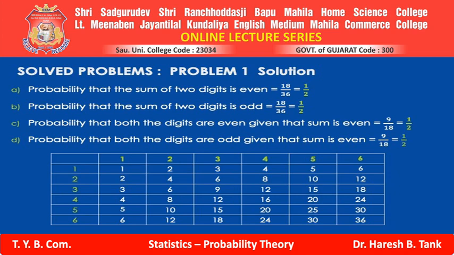Probability that both the digits are odd given that sum is even. Again, number of favorable cases becomes 9, number of exhaustive cases becomes 18, so it comes to 9 by 18, which is 1/2. Now from this point onwards, what we need is a probability asked is a product.